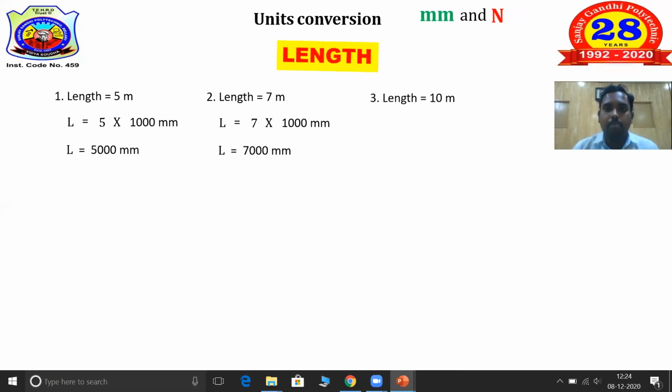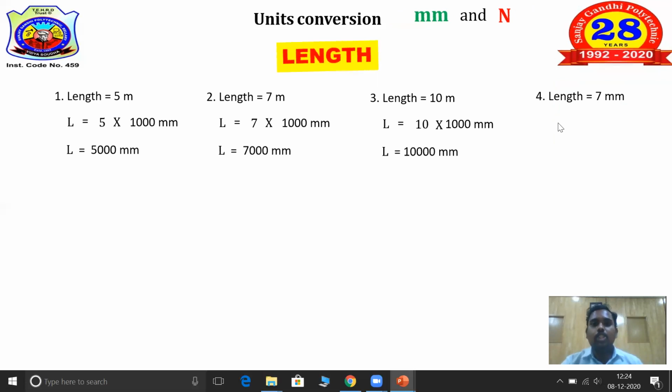I'll take one more example. In this case, length is 10 meter. Students, you can pause the video and try on your own. Since I have explained two conversions with examples, you can go for a third one. So length L is equal to 10 into 1000 mm, that becomes 10,000 mm.